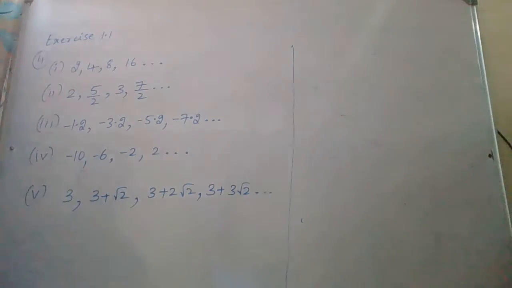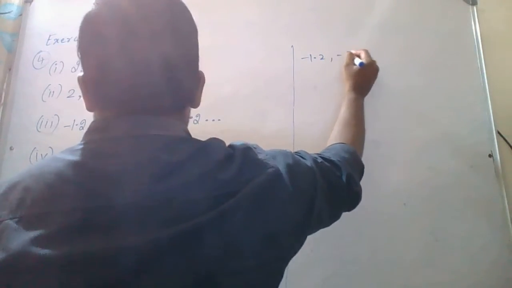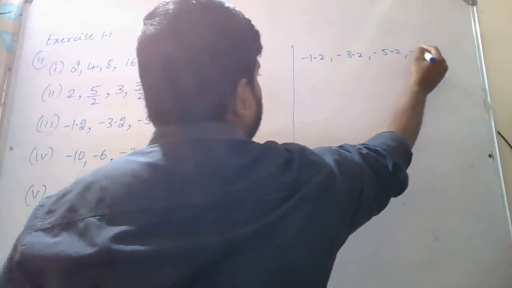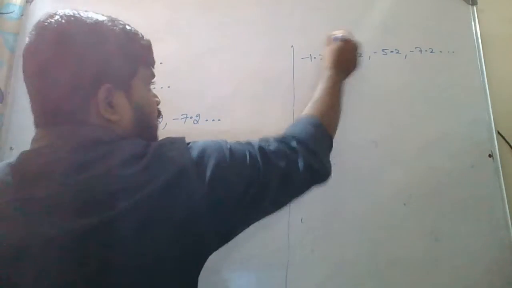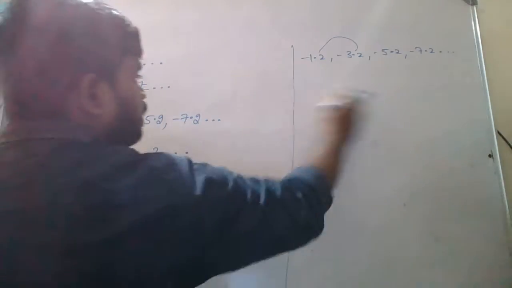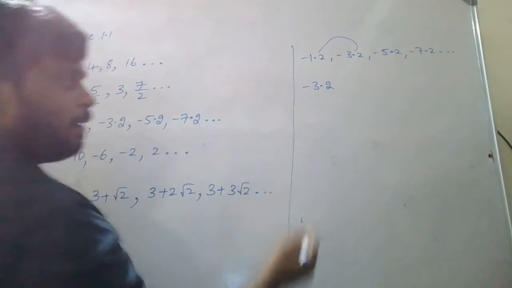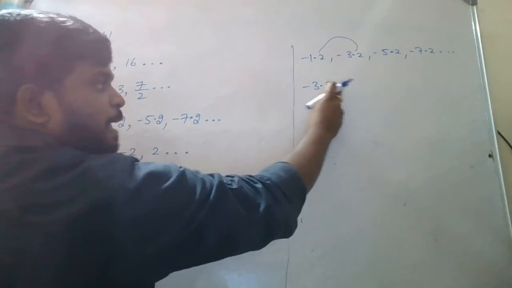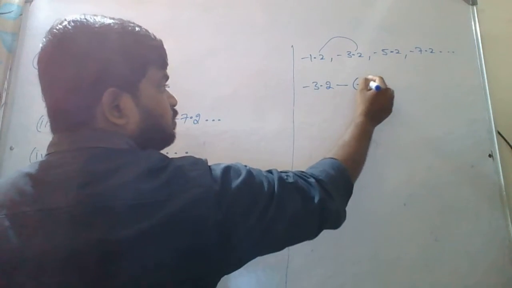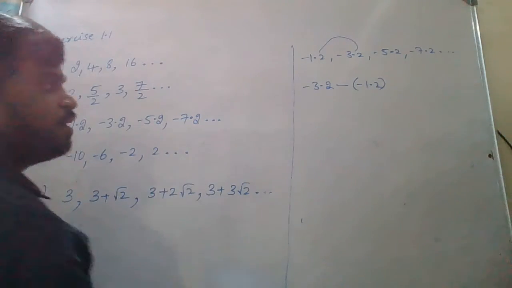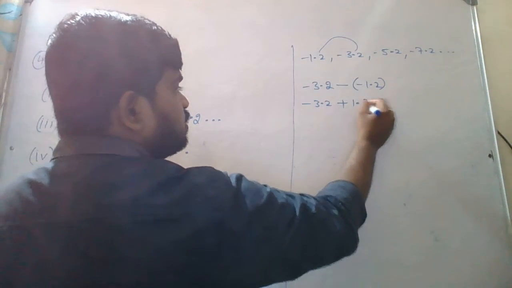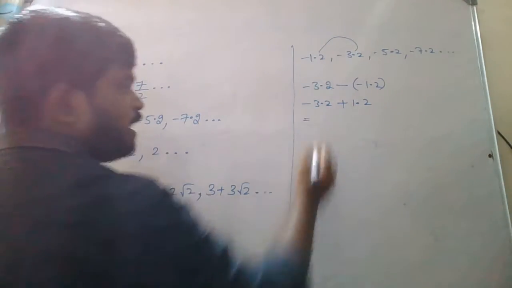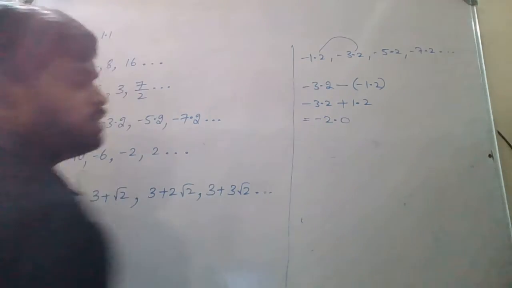That is minus 1.2, minus 3.2, minus 5.2, minus 7.2, and so on. Okay. So let's subtract the second term and the first term. Minus 3.2 minus the second one minus the first one. Okay, so it becomes minus of minus. You have to be very careful. So minus 3.2 minus into minus is plus. It becomes plus 1.2. So if you subtract it, you get minus 2.0.